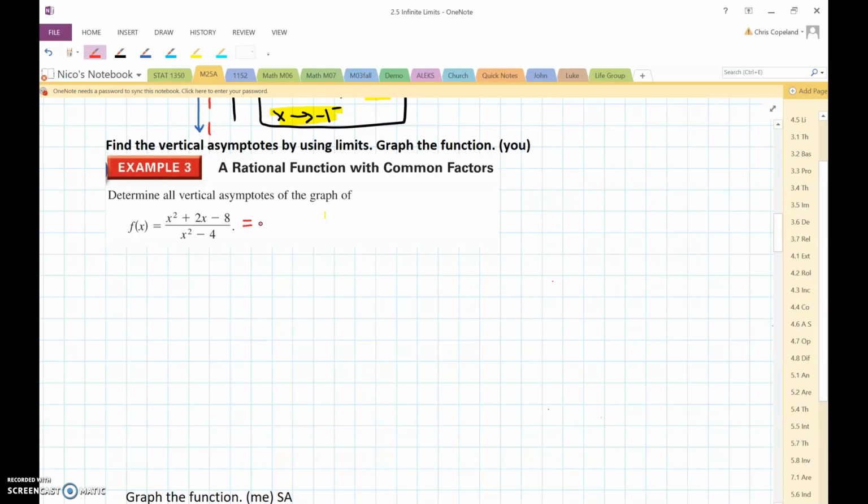So let's look at the numerator. This could be x plus 4 times x minus 2, all over x plus 2 times x minus 2.